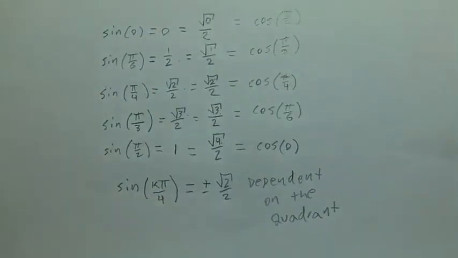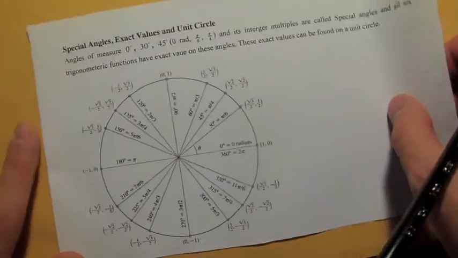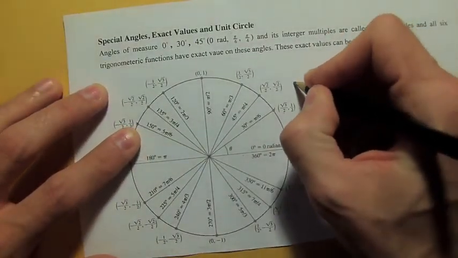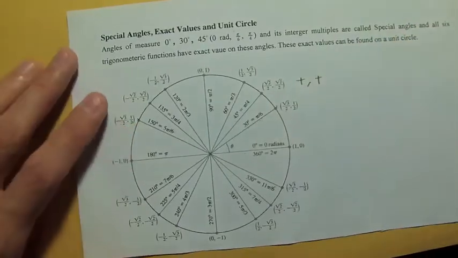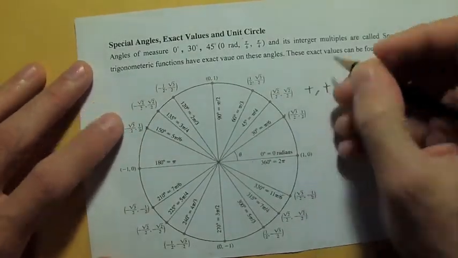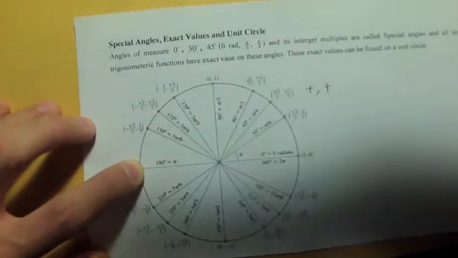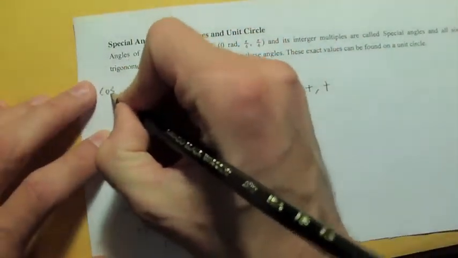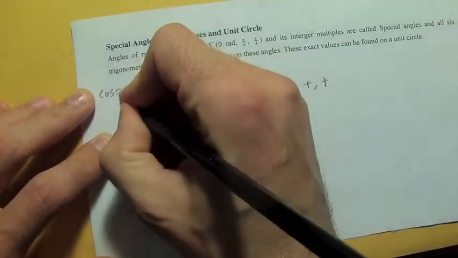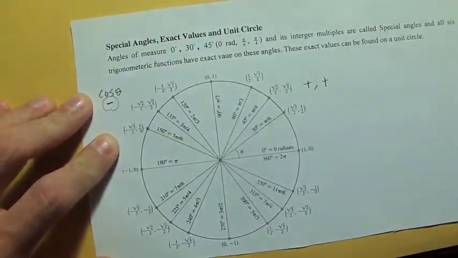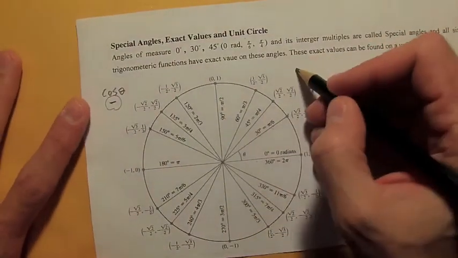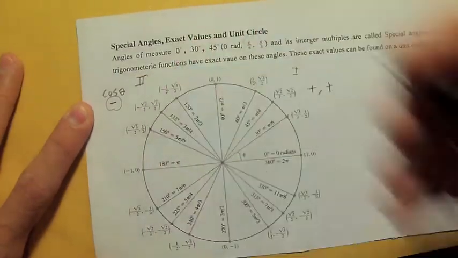Okay, so if we go back to the unit circle, in quadrant 1, both sine and cosine are positive, so both are positive. Quadrant 2, the y's are still positive, but the x's become negative, so that means that cosine of theta will be negative in this quadrant.